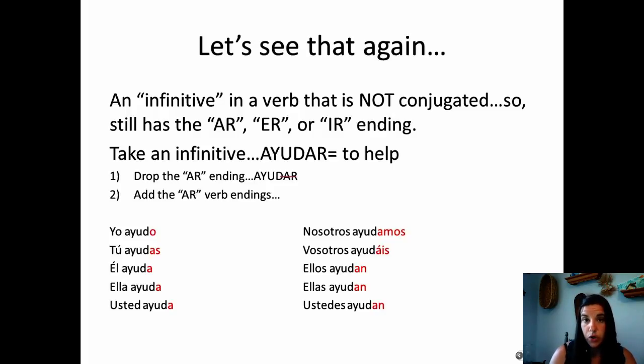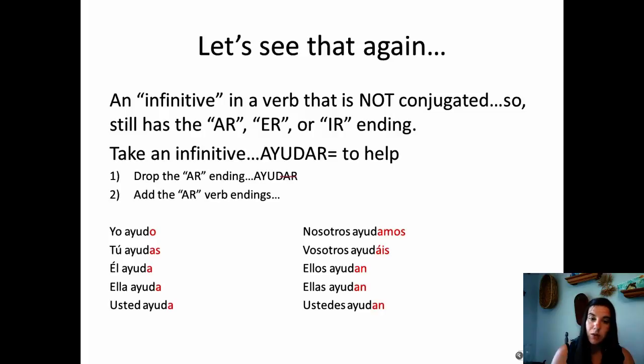Yo ayudo. I help. Tú ayudas. You help. Él ayuda. He helps. Ella ayuda. She helps. Usted ayuda. You, formal, help. Nosotros ayudamos. We all help. Vosotros ayudáis. You all, in Spain, help. Ellos ayudan. They help. Ellas ayudan. They help, talking about just girls. And ustedes ayudan. You all help.